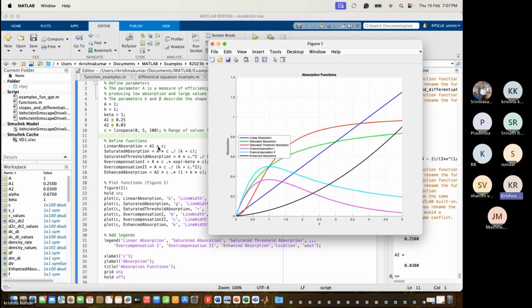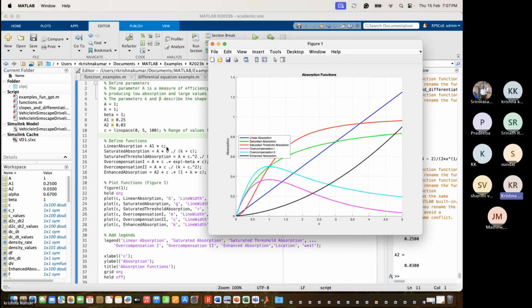In your profession, everything is absorption, change, and growth, or a decrease in certain things, and so on. So absorption is a very important phenomenon for you. So what is absorption? Linear absorption. That's the first thing.